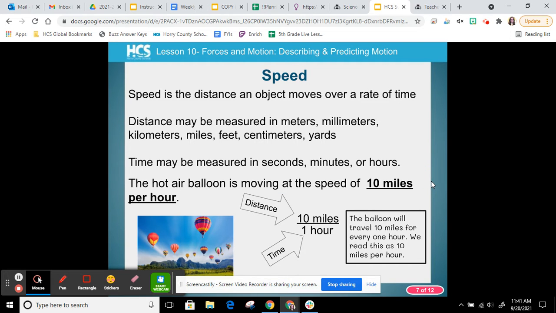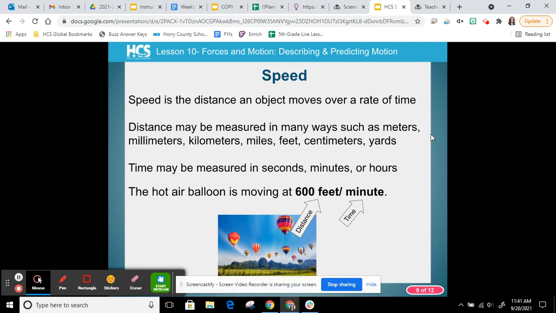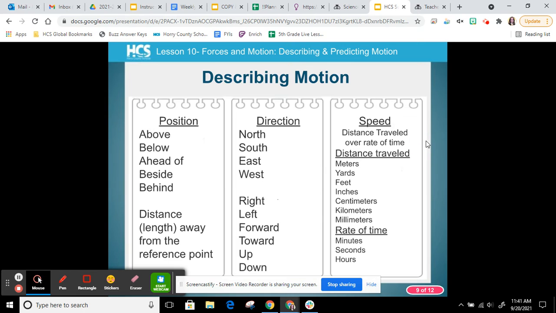Speed can also describe motion, how fast an object is moving, so that information is in here for you. There's more examples for speed. Then you've got some keywords that help describe position, direction, and speed. Notice speed is broken up into distance traveled and rate of time.